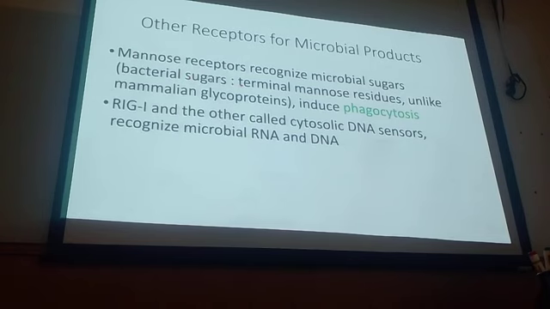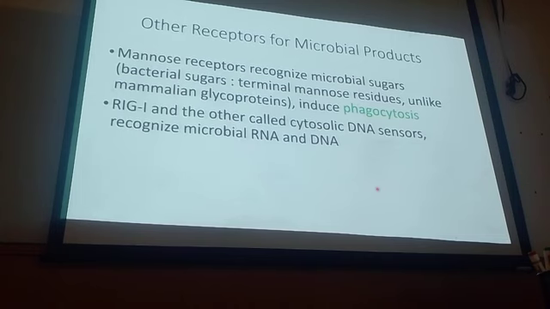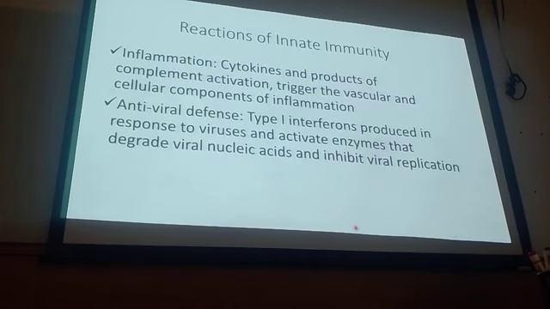Mannose receptors recognize microbial sugars. For example, we have some bacterial sugars, terminal mannose residue, which induce phagocytosis. And we have RIG-1 and other so-called cytosolic DNA sensors that recognize microbial RNA and DNA. So we speak about the receptors.